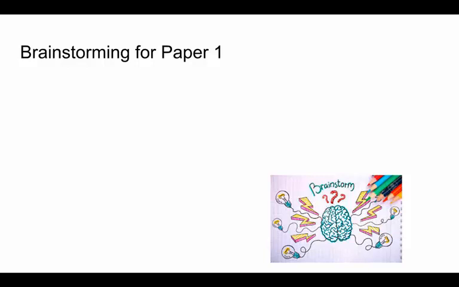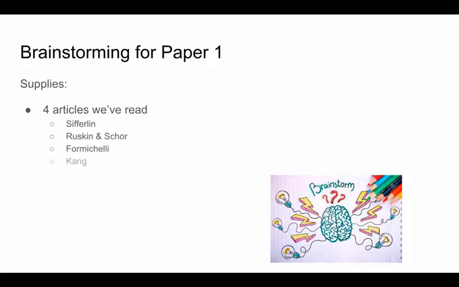In this video, we'll be going over how to do the brainstorming for paper 1. Before we begin the process, I recommend getting your supplies. That means getting the 4 articles we've read: Sifferlin, Ruskin and Shore, Formicelli, and Kang. So get those 4 articles, or just grab your reader. Then I also recommend getting the reading packets.